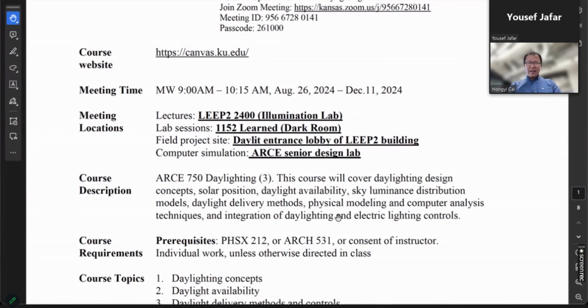Solar positions, daylight availability, scale luminance, distribution models, daylight delivery methods, physical modeling and computer analysis techniques, and the integration of daylight with electrical lighting controls.